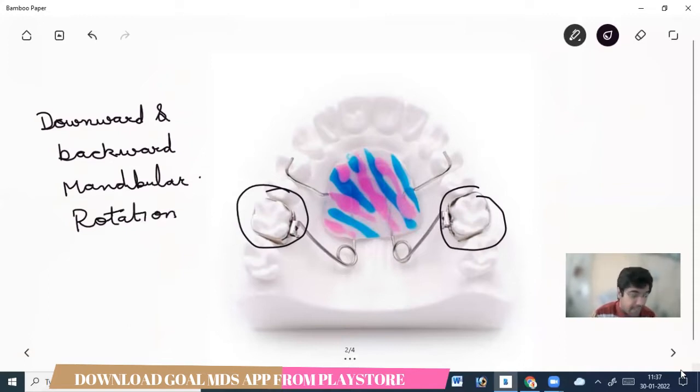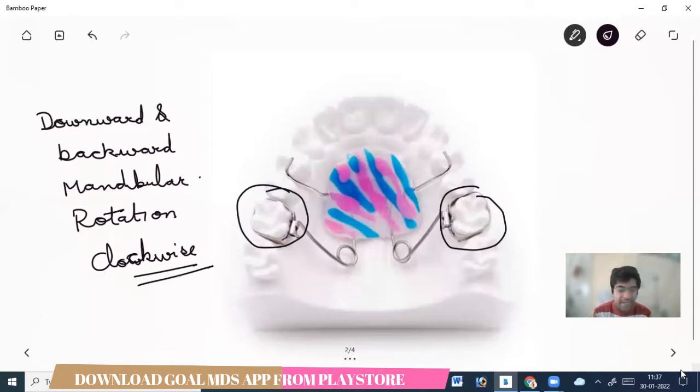So what will it cause? It will increase the anterior facial height, particularly the lower third. Also, it will increase the facial convexity angle. So there will be an increase in the mandibular plane angle with respect to the base of the skull. So there is an increase in the lower anterior facial height due to the clockwise mandibular rotation.